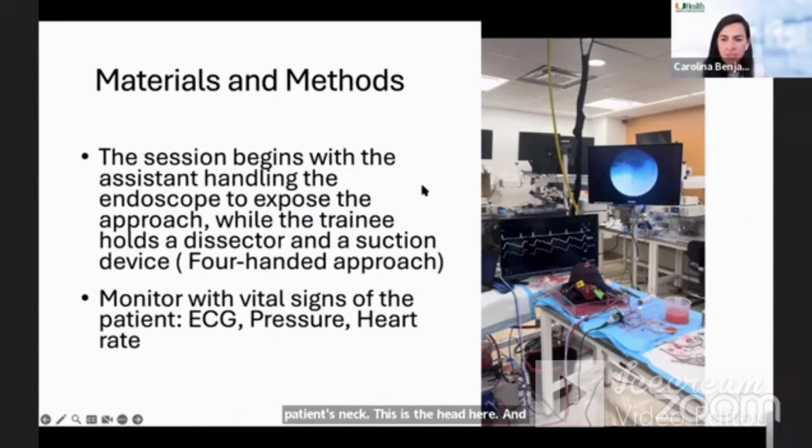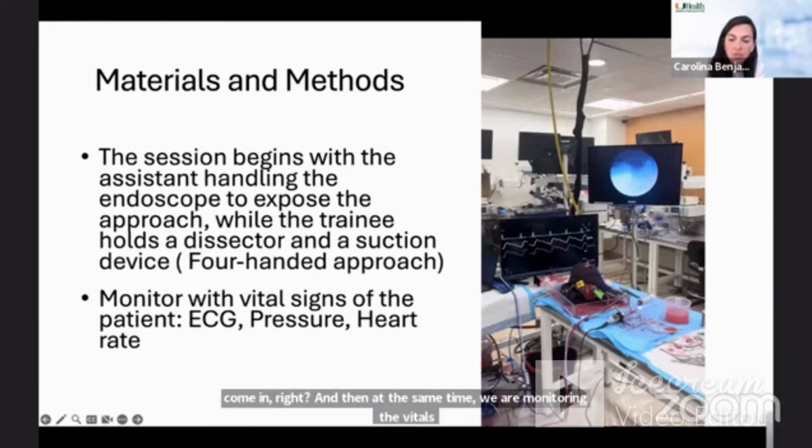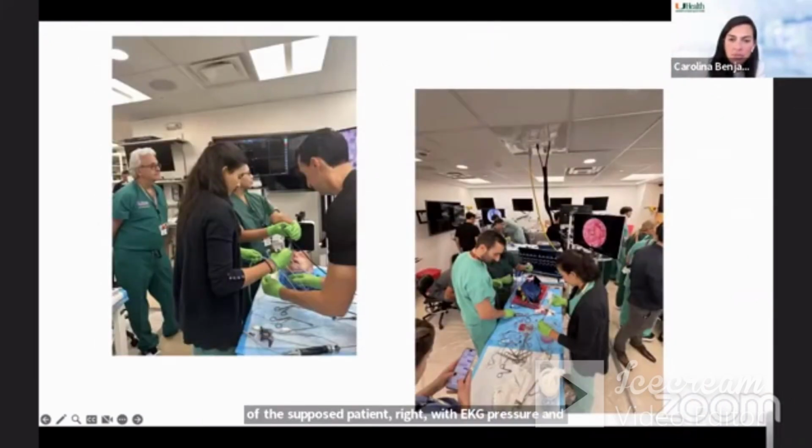I actually went in and created a carotid injury, and then you begin training for this. I did the exposure and the approach, and then the trainee is going to come in, right? At the same time, we are monitoring the vitals of the supposed patient, with EKG, pressure, and heart rate. If they're not able to get this under control within 5 minutes, the patient goes ahead and dies. So we have this training model.